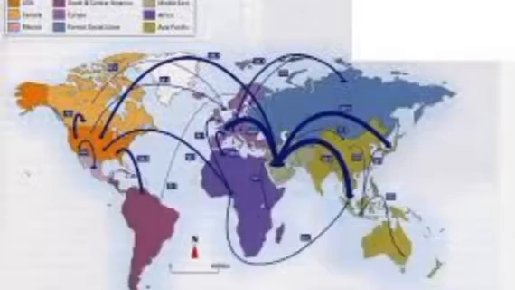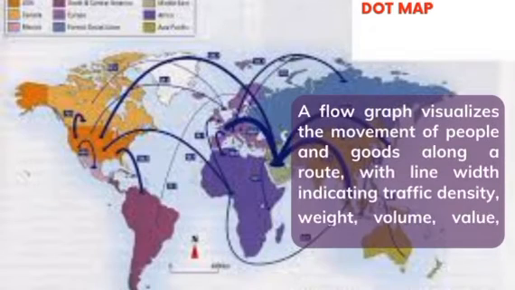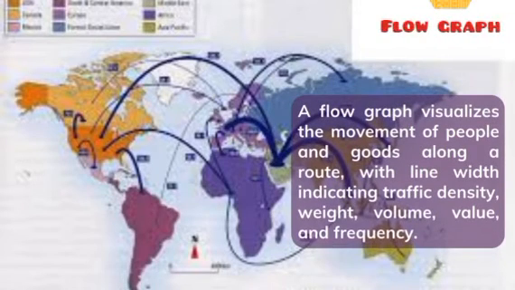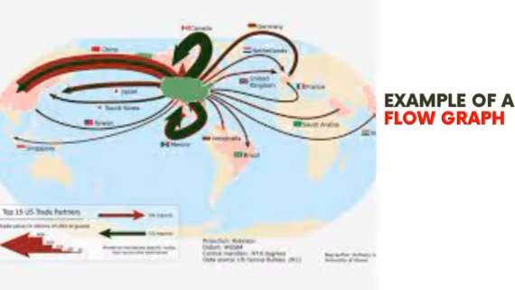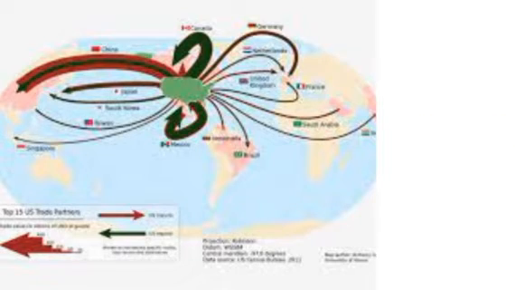Yes, the next one we're looking at is a flow graph. A flow graph is designed to depict movement of persons and goods along a route, or traffic density along a route, a road, a rail, and also a waterway. It shows the route, the amount of volume, and also the frequency of movement of goods and persons.